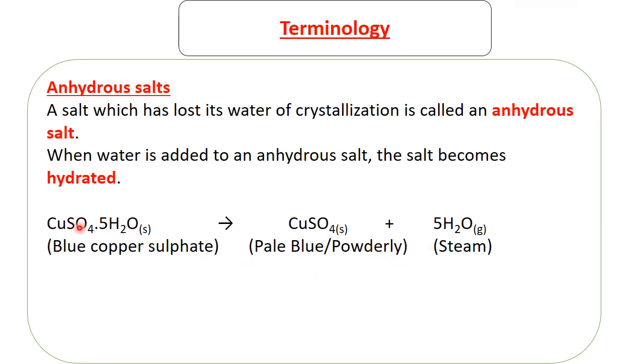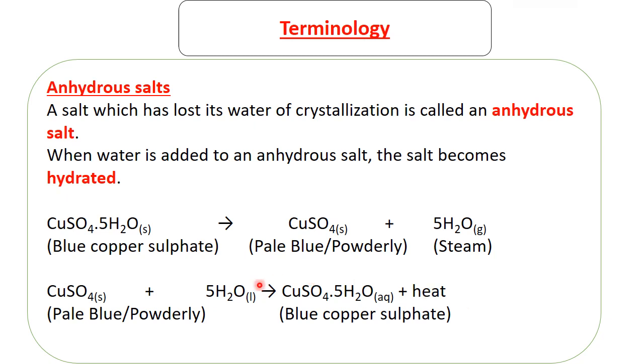So this connects what we discussed in the previous type of salt, which is hydrated salt and anhydrous salts. The opposite is true. If you take copper 2 sulfate and add water, that is 5 molecules of water, then it's going to become a hydrated salt and the heat is going to be released. Remember, for this, heat was added, but for the opposite process, heat is going to be released. And the color, of course, will change from pale blue and powdery to blue copper 2 sulfate crystals.